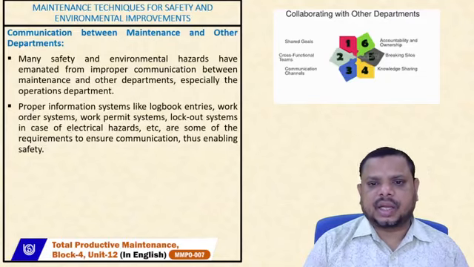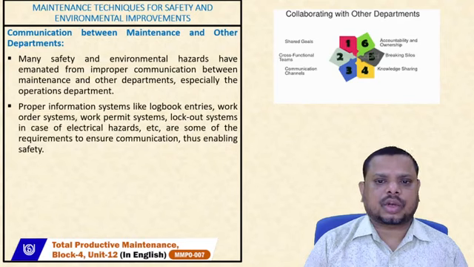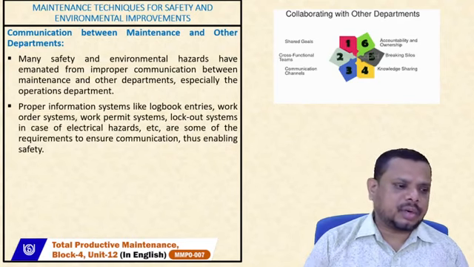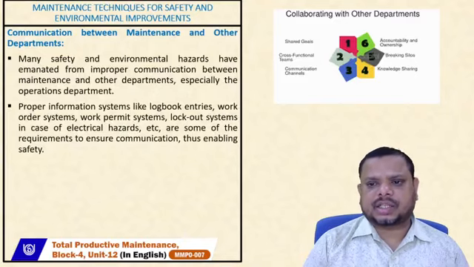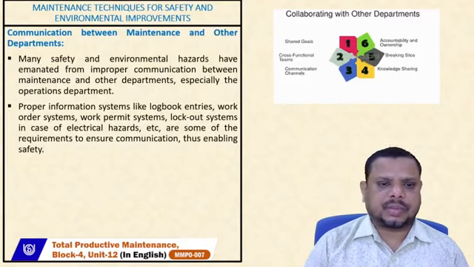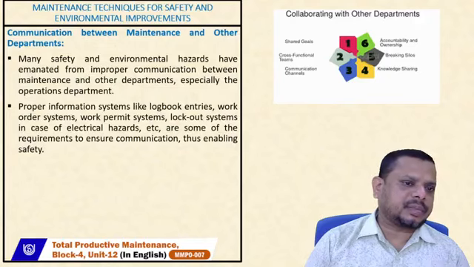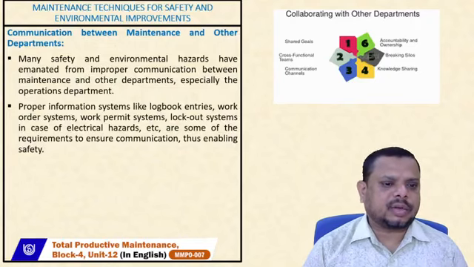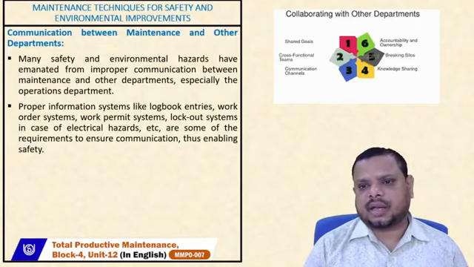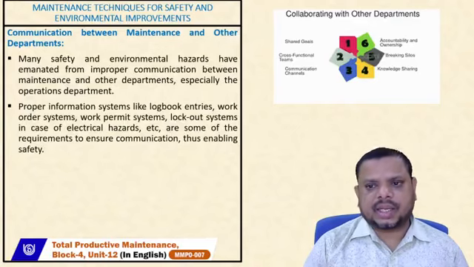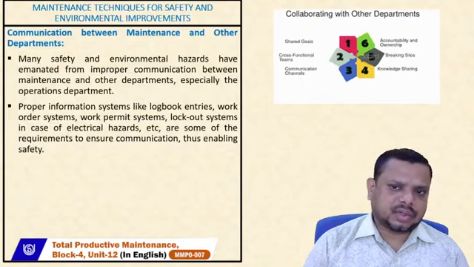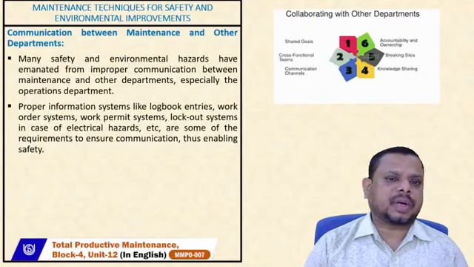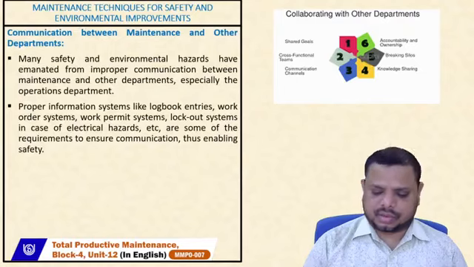The benefits are shared goals. The second is that cross-functional teams should be there. Communication channels should be formed. Knowledge sharing. The next is breaking the silos, which means there is no barrier between the maintenance department and other departments. They can easily communicate regarding hazards or any kind of unsafe condition that occurs. And the next is accountability and ownership among the departments. So these are the benefits of collaborating with other departments.